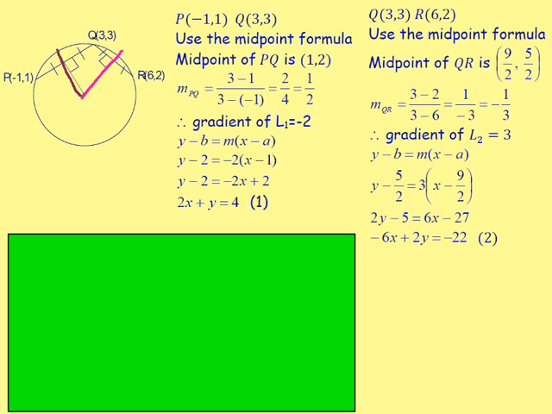If you do that and you work your way through it, you'll end up with negative 6x plus 2y equals negative 22. To go from this step to this step, all I did was multiply out the brackets, so I had 3x and then negative 27 over 2, and then multiplied every single term by 2. Doing that gave me 2y take away 5 equals 6x take 27, and then I'm just gathering those like terms.